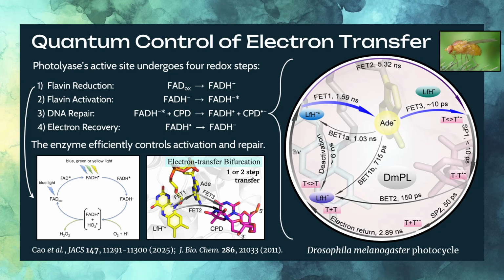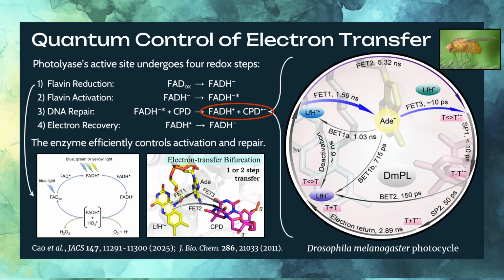If you take a look in the middle of the diagram, I will circle in red the FADH-CPD radical pair. After electron transfer occurs from the flavin to the cyclobutene pyrimidine dimer, we have a radical pair, the FADH radical and the CPD radical, indicated with the little dots, the little bullet characters. And this is understood to be an entangled quantum pair of electrons.